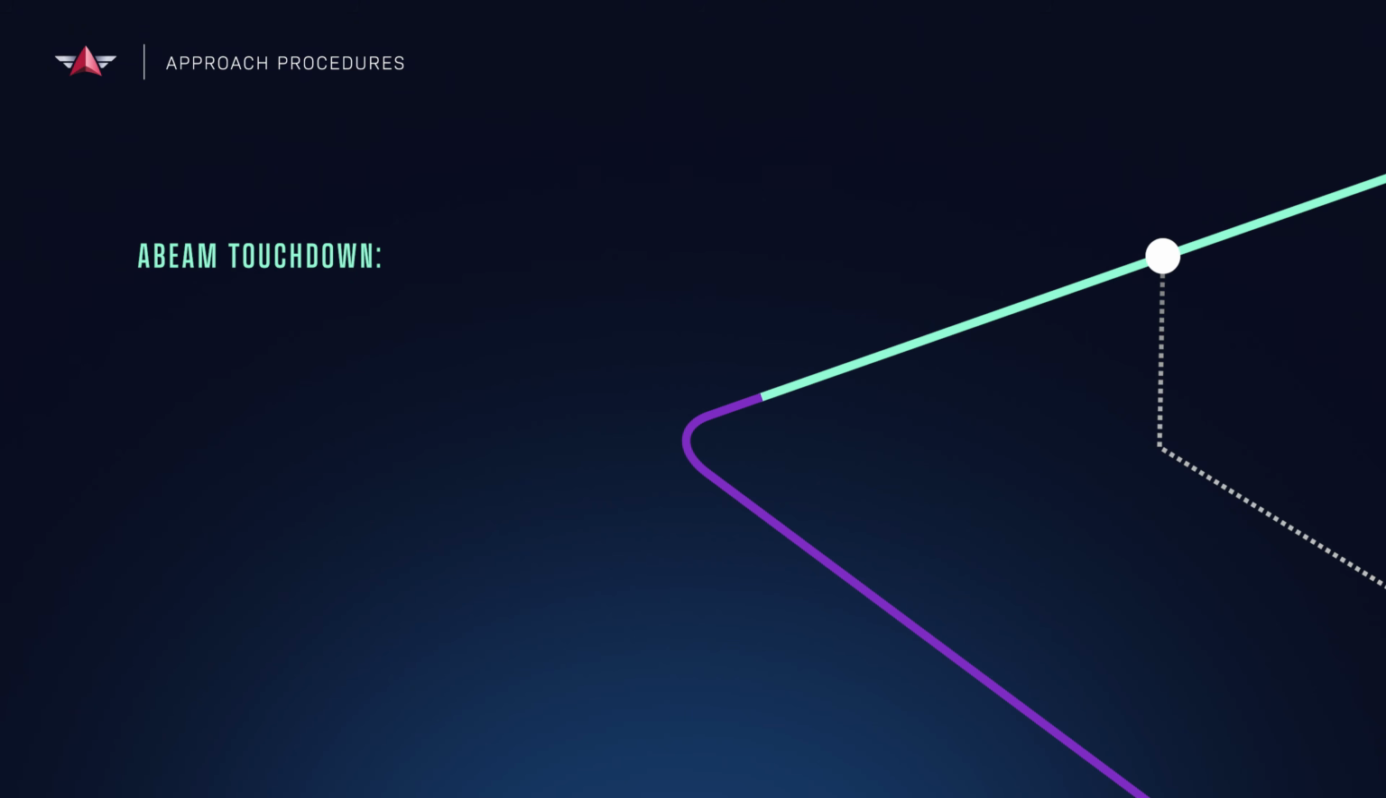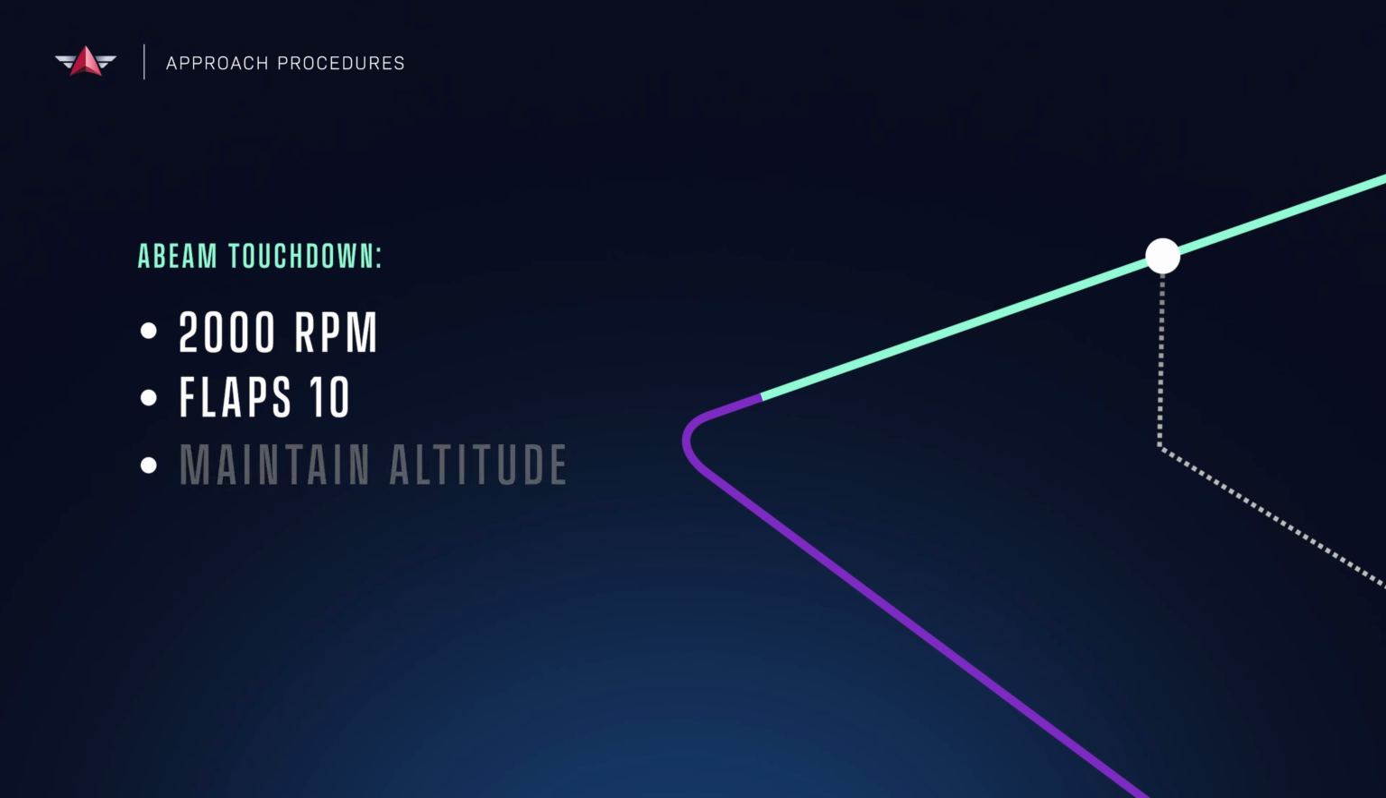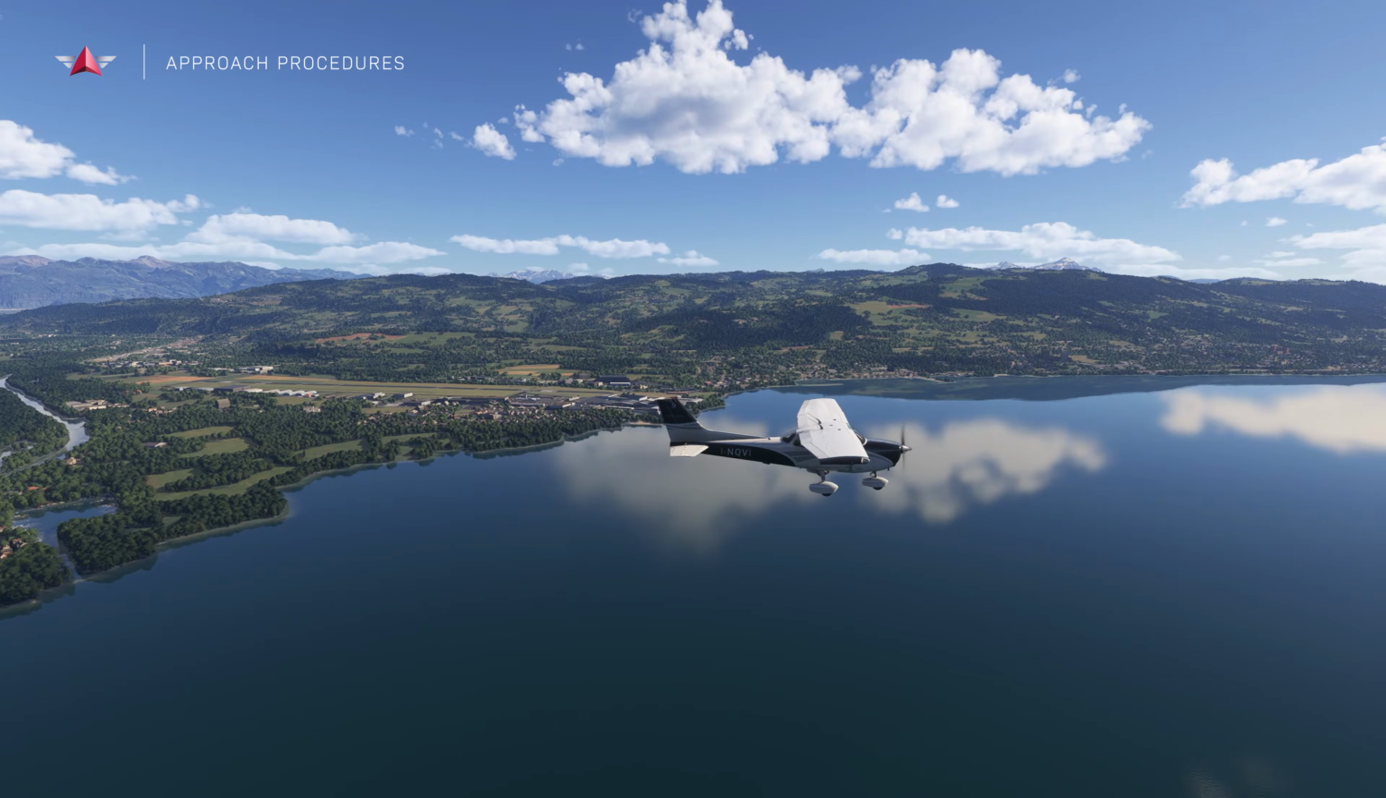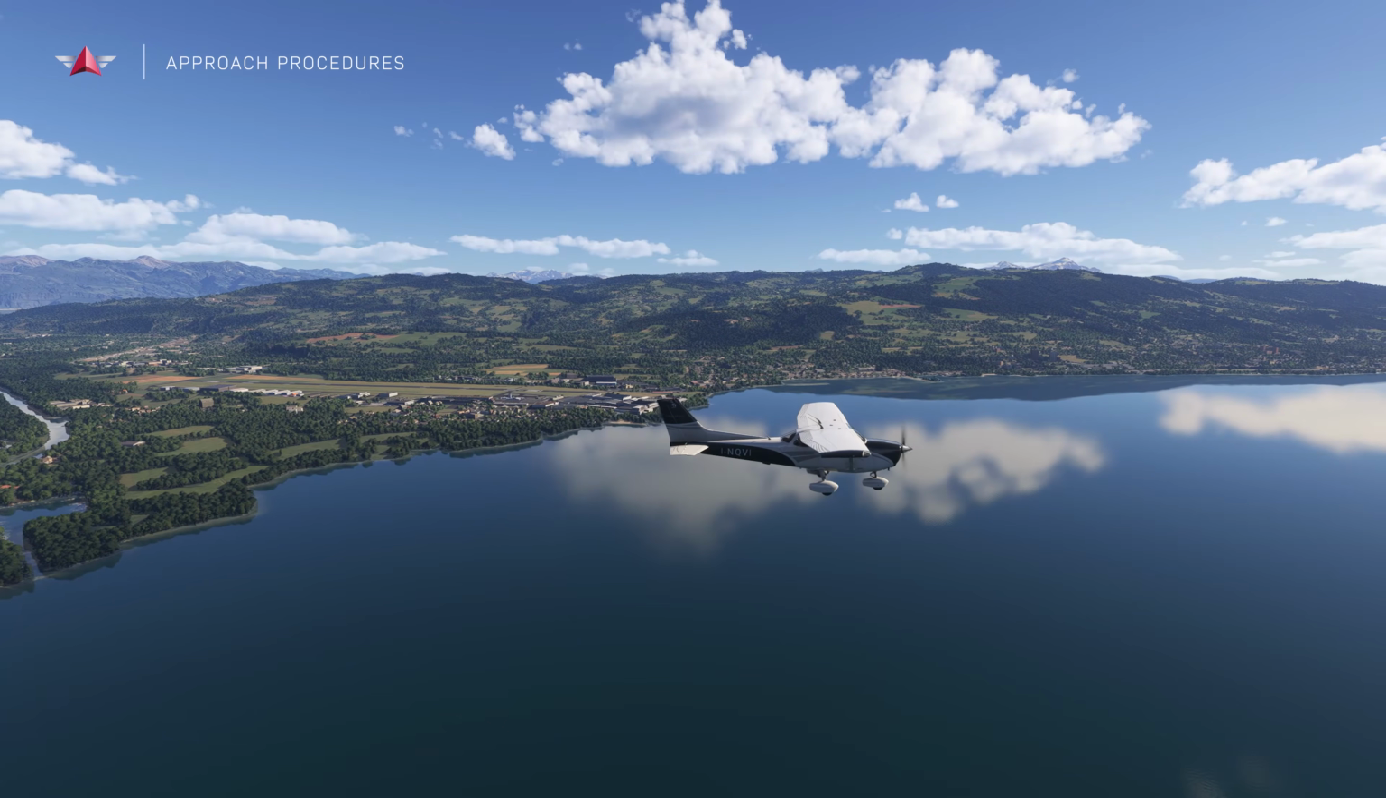Coming up abeam the touchdown point, we reduce our power to 2000 RPM and select flaps 10. This is the first notch of flaps. While doing this, we maintain our altitude, and this will allow us to reduce the airspeed to the target of 80 knots. We continue on level flight for the rest of the downwind leg.